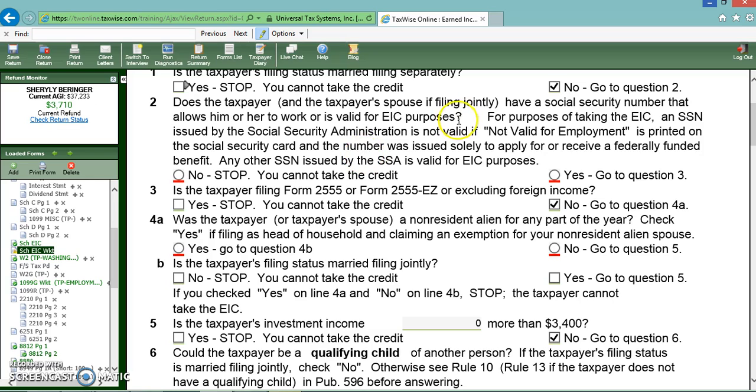Does the taxpayer have a social security number that allows him or her to work or is valid for EIC purposes? Now we're going to say yes for this case.